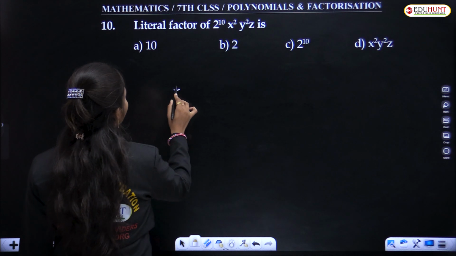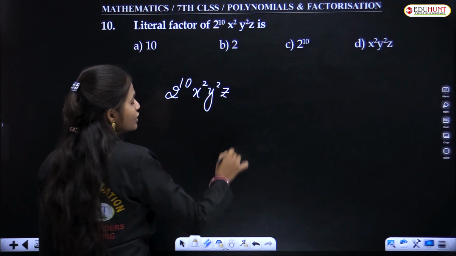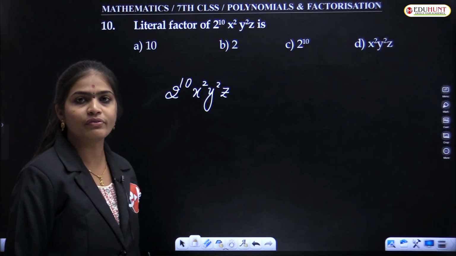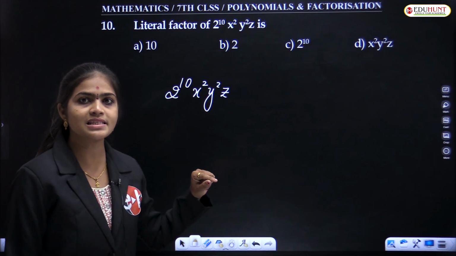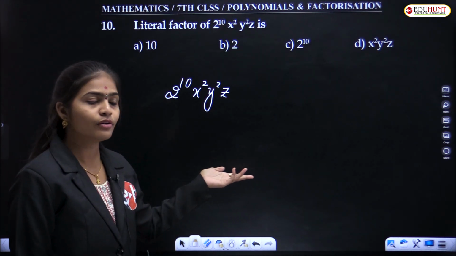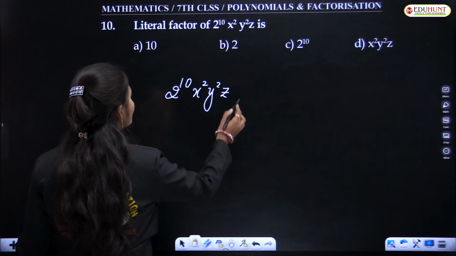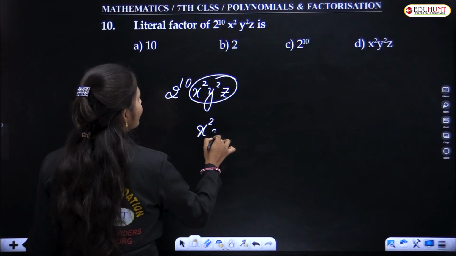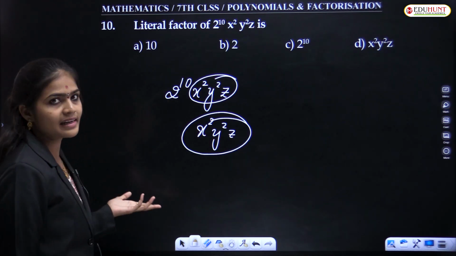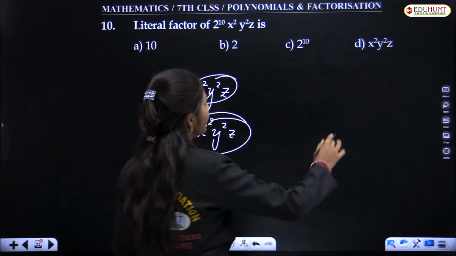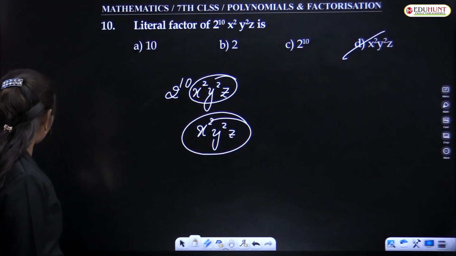Literal factor of 2 power 10 x square y square z. They are asking for the literal factor. We have two factors now, the literal factor and the numerical factor. Literal factors means alphabets, which means variables. Literals are nothing but alphabets, so we are calling them variables. What are the variables here? x square y square z. So these are the variable factors, or literal factors. Which option is correct? Option D is correct. Okay, so let us see the next one.